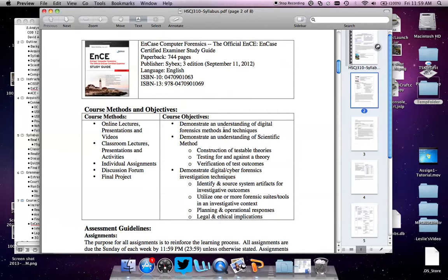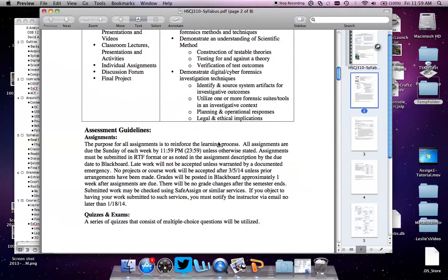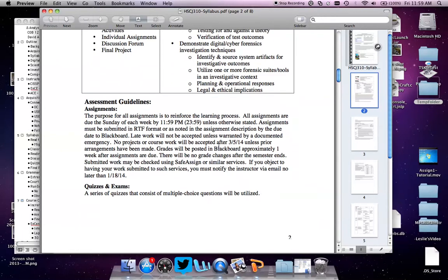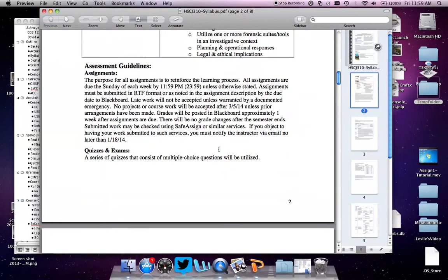Now, from an assessment perspective, basically every assignment is due on the Sunday of that particular week at 11:59, or 23:59, system time. Blackboard is what you should turn in to. Late work will not be accepted unless there is a documented emergency, and you are only allowed to miss one class, which I have mentioned. I will probably mention it again.